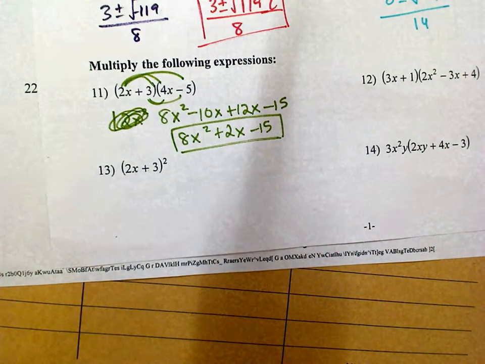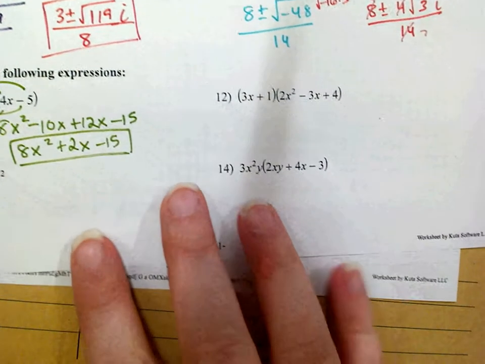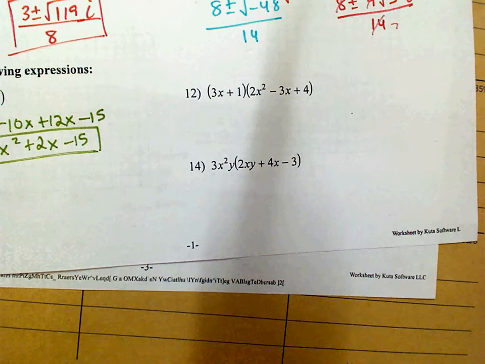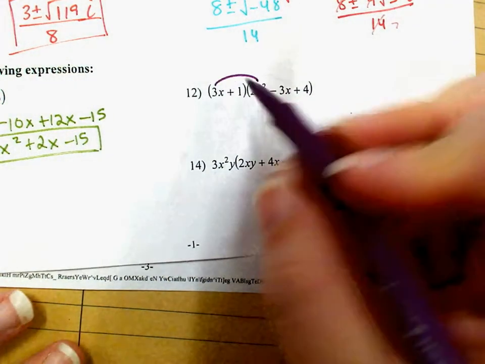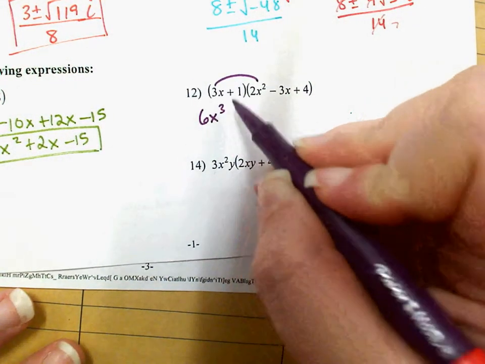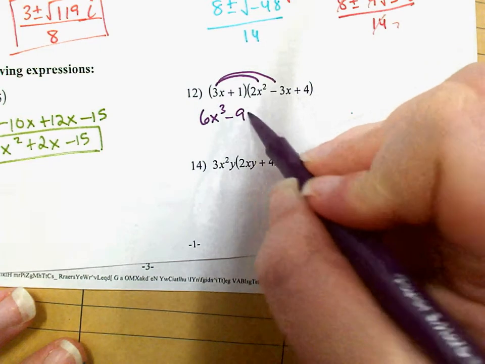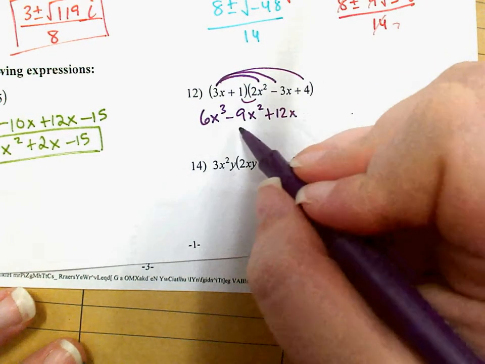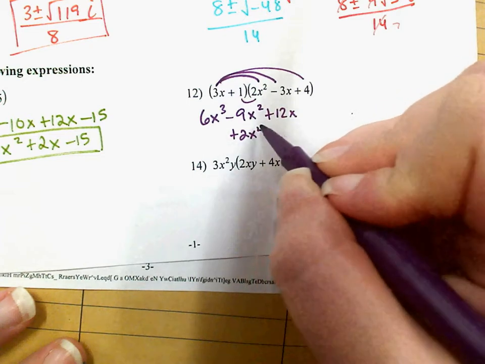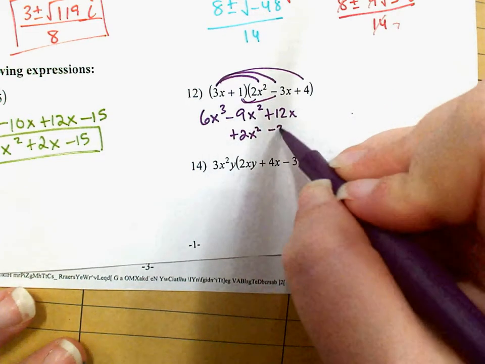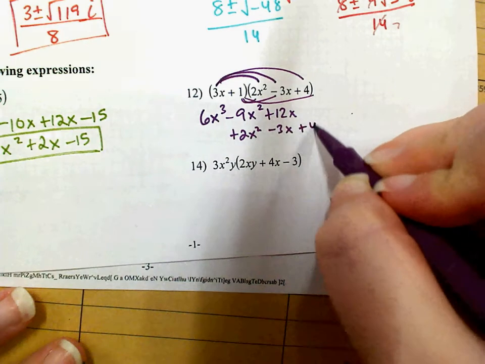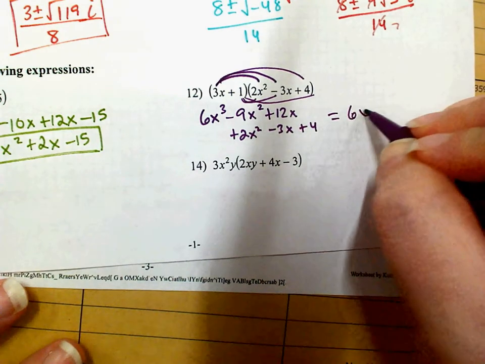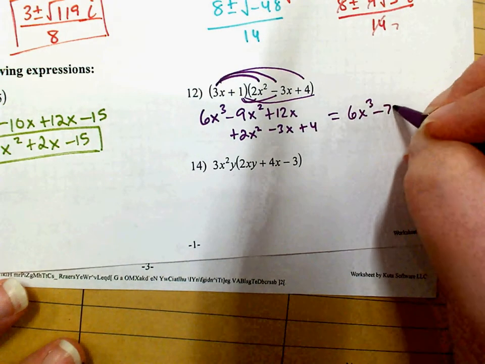On this one, I need to distribute the 3x plus 1. So that is a 6x cubed, a negative 9x squared, a positive 12x, a positive 2x squared, a negative 3x, and a positive 4, which adds up to 6x cubed minus 7x squared plus 9x plus 4.